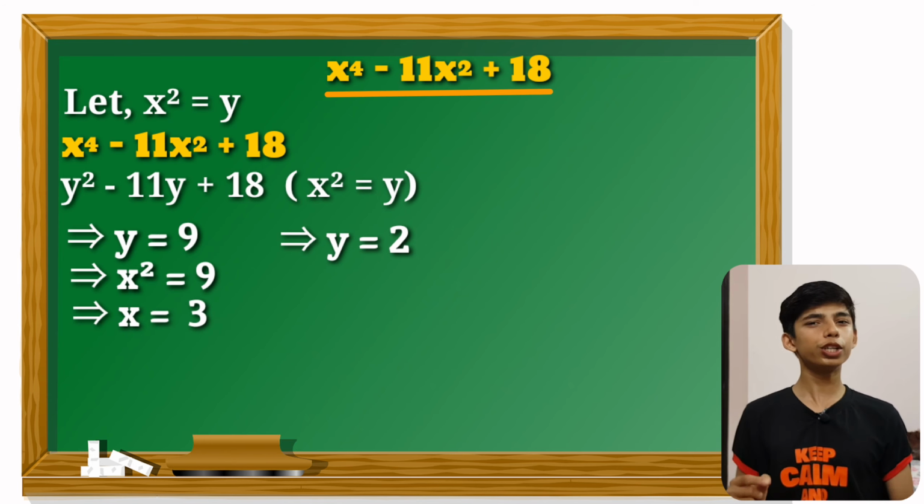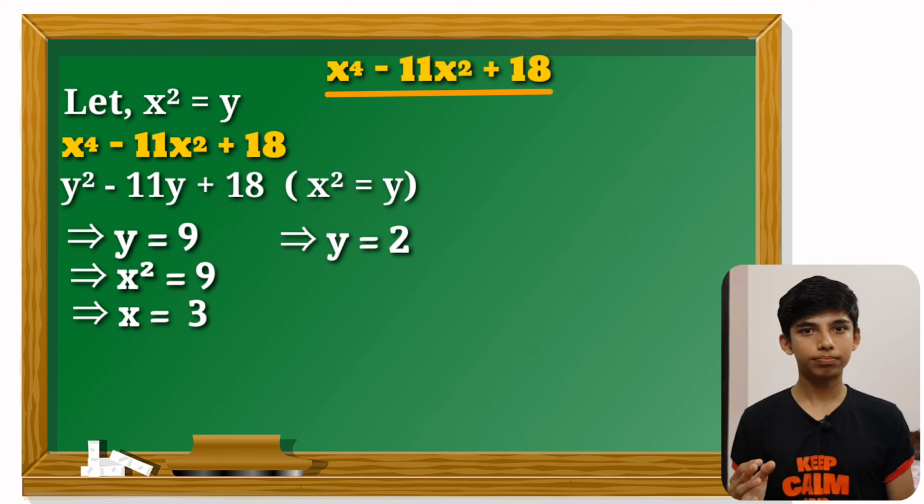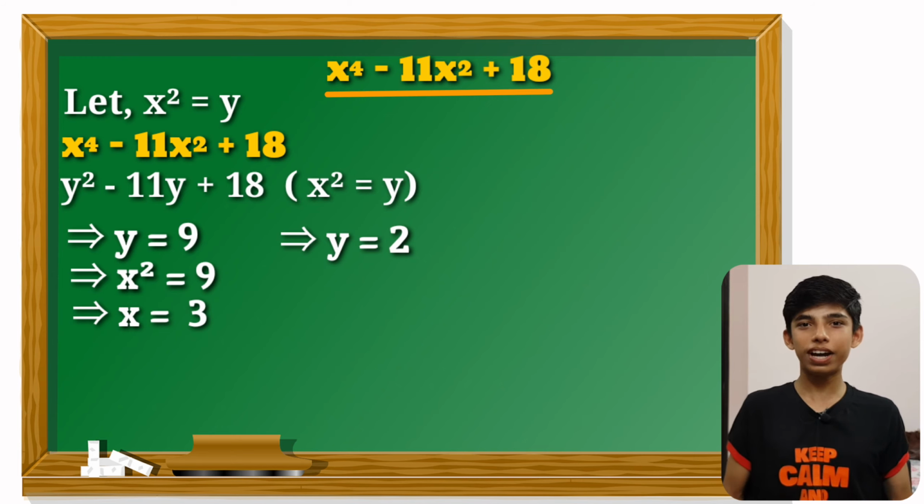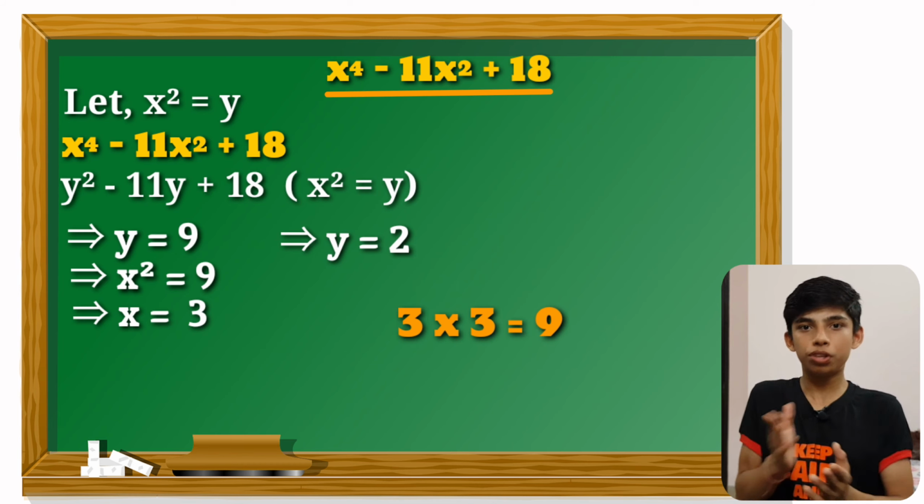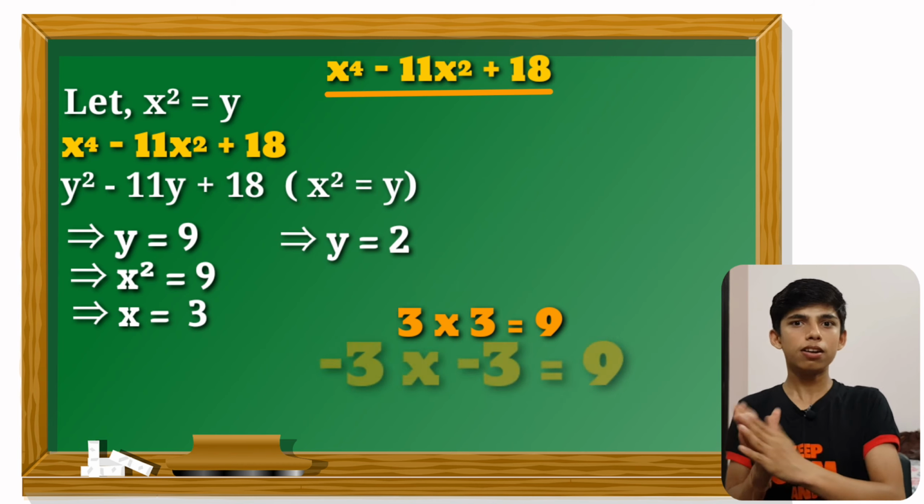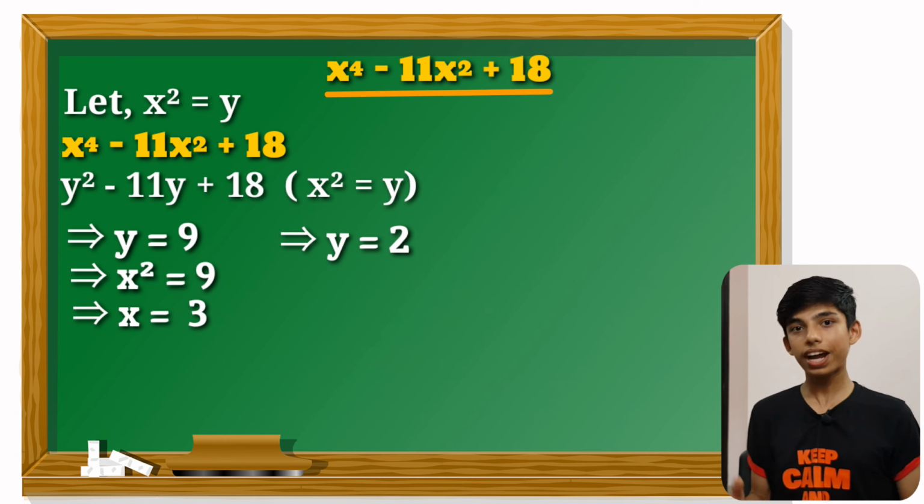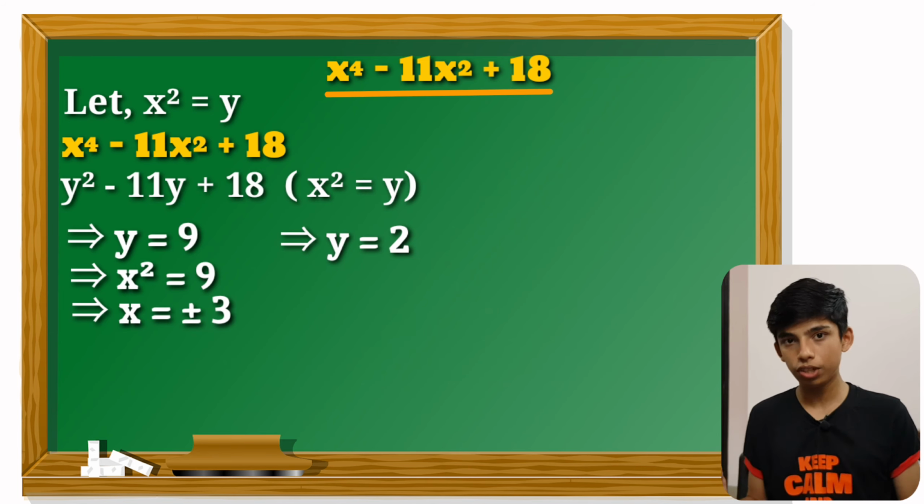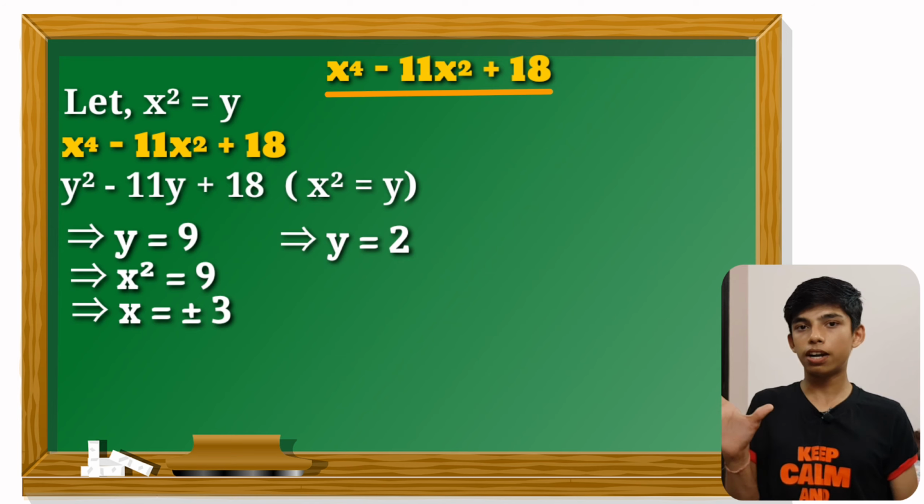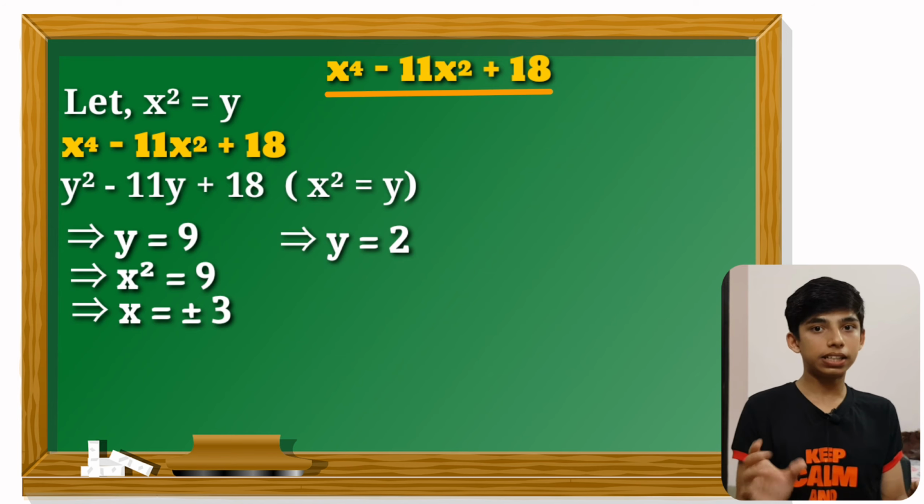But is this going to be positive or negative? Well, it could be both, right? Because 3 into 3 would also give us 9 and minus 3 into minus 3 would also give us 9, right? So we can write this as plus or minus 3, right? So these were our first two zeros, 3 and minus 3.